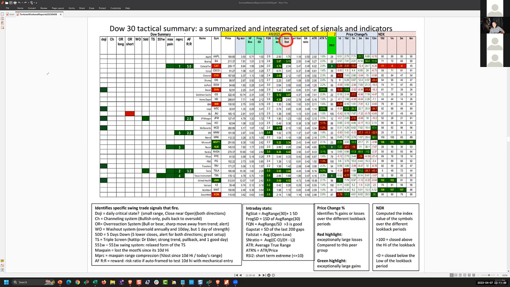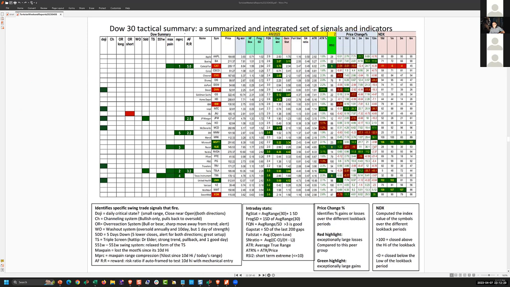So the gain stat is from the open to the high of the day. It measures the same thing. How far up does it go before it hits the high of the day? And then the fade stat, you don't even see it on this one. That's how it goes from the high of the day to the close. So we can use all of those numbers to help us frame the intraday trades or swing trades with ATR percentage. We can look at the price changes over different time periods. The ones that are in the red are exceptionally weak compared to this peer group in each of these look-back periods.